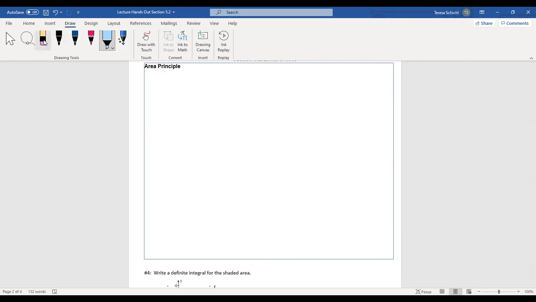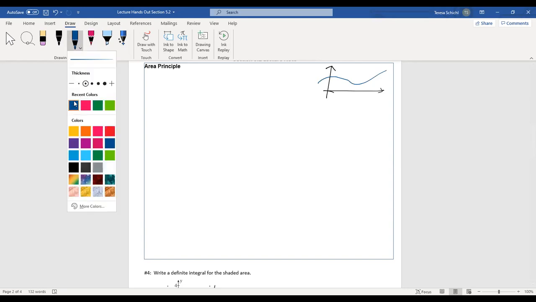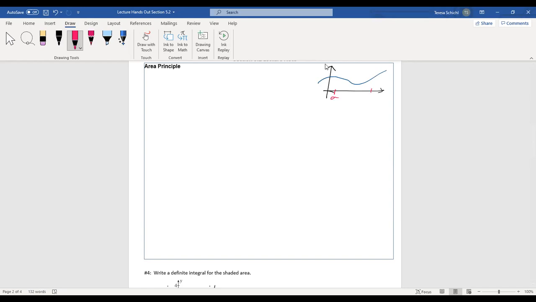Let's see here. All right, let's assume I have a function that goes like a ding dong. Then I am going to find the area, where this is my a and this is my b here.